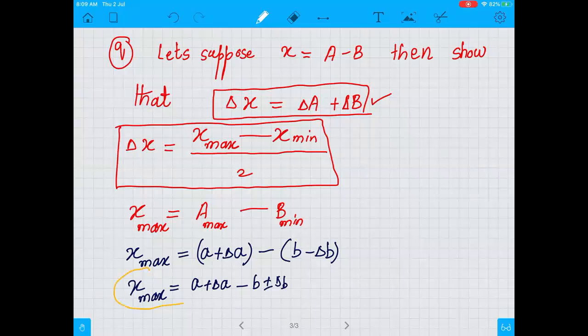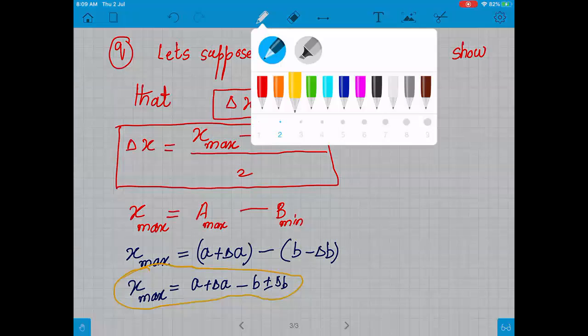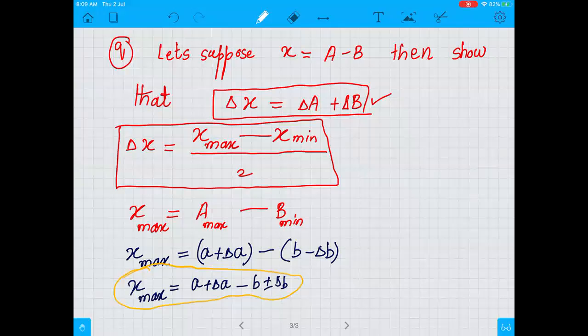Now you need to calculate the minimum value of x so that you should be able to find the range of x. The minimum value of x would be, as you see, x would be minimum when a is at its minimum and b is at its maximum. This would be x minimum.